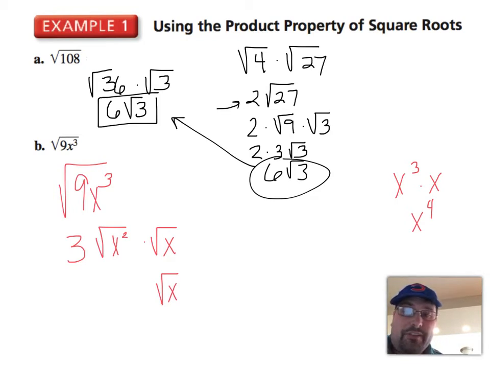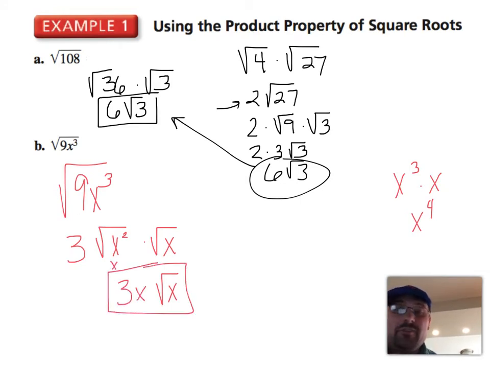The square root of x squared. What times itself gives you x squared? Well, it's x. So this becomes x, and so my final answer is 3x root x. And that'd be my answer. So let's just do another one.